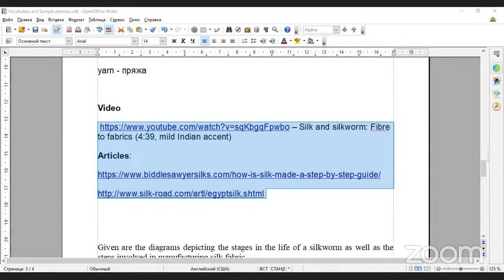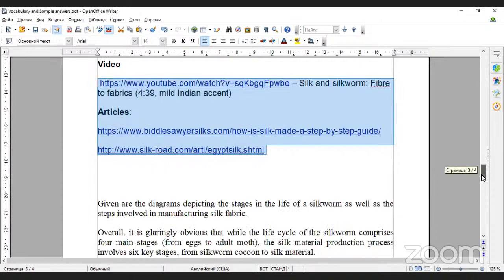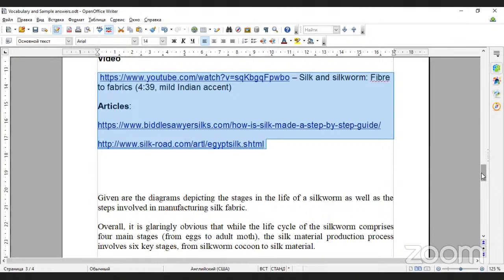So my introduction is: given are the diagrams depicting the stages in the life of a silkworm, as well as the steps involved in manufacturing silk fabric. Overall, it is glaringly obvious that while the life cycle of the silkworm comprises four main stages, from eggs to adult moth, the silk material production process involves six key stages, from silkworm cocoon to silk material. Okay, so that's my example.